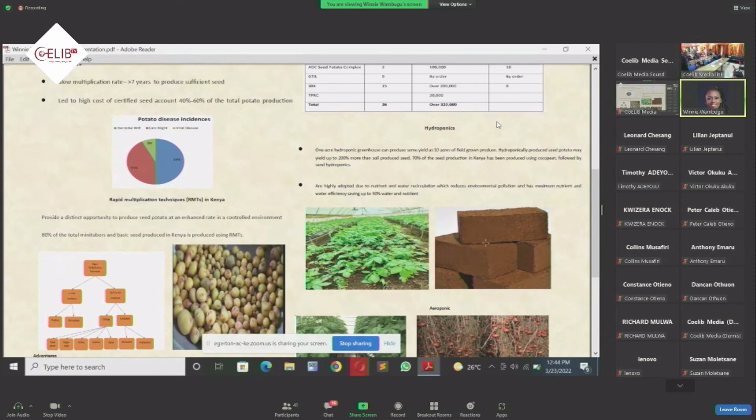We have different media that are currently used in production of seed potato. The most common one is cocopeat media, and about 70% of seed production in Kenya is produced using cocopeat. The second one is sand hydroponics, and we have others such as pumice, vermiculite, and peat moss. This is a picture of the hydroponic system. This is at ADC Molo. These are the apical rooted cuttings, and the media used here is cocopeat mixed with pumice.